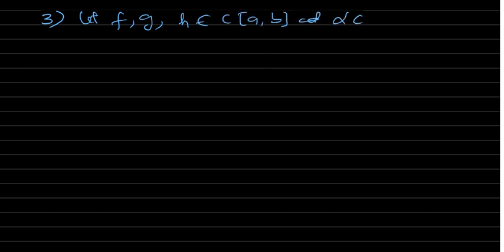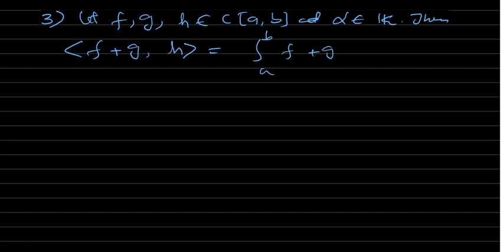Next property, that's the additive property, the linear property. You can say let f, g, h belong to C[a,b] and alpha is any scalar. Now let's first check this. The inner product of f plus g with h is equal to, you can easily verify this is a property of Riemann integration actually, the integral a to b of f plus g times h conjugate dt.